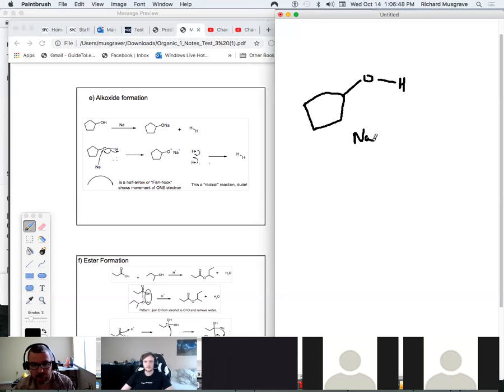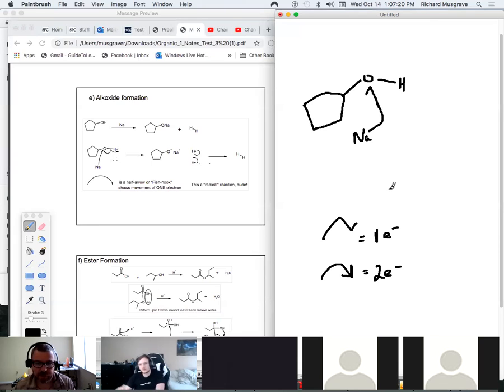Now sodium has one electron in its outer shell because it's in group one. So what we talk about are these fish hooks. A fish hook is the movement of one electron, not two. That's one electron moving. That's a two-electron movement. So that's a fish hook.